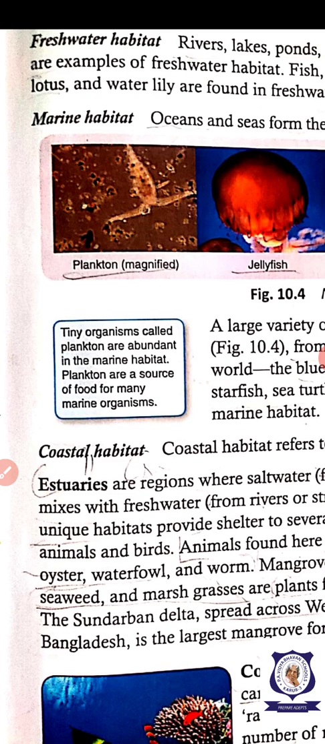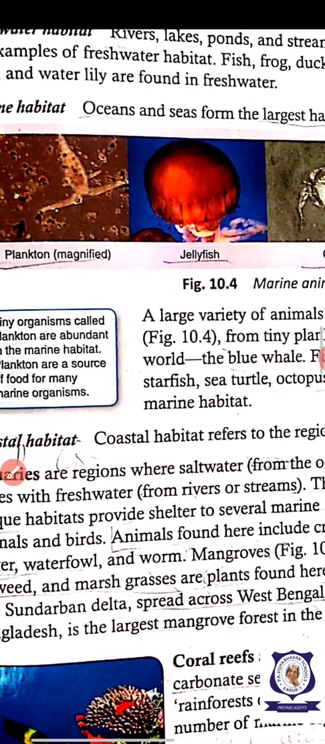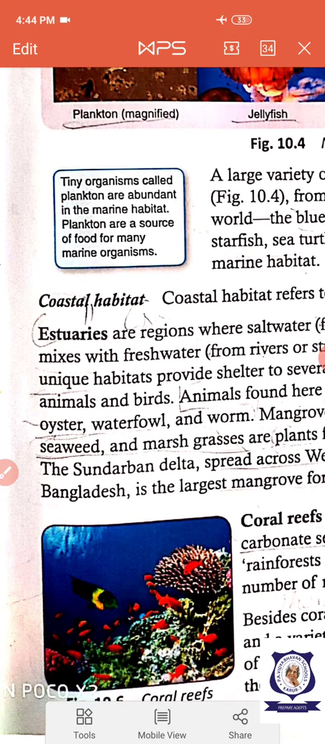We are changing to the coastal habitat. That is estuaries and the coral reefs. Estuaries are the places where the sea and ocean meet.